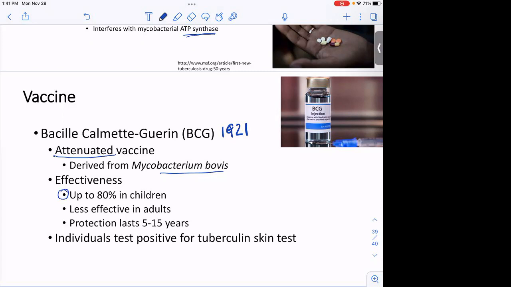Although if adults do contract the disease after they've been vaccinated, it's typically less serious. And of course, it's going to complicate the diagnosis process because they will test positive with that skin test.